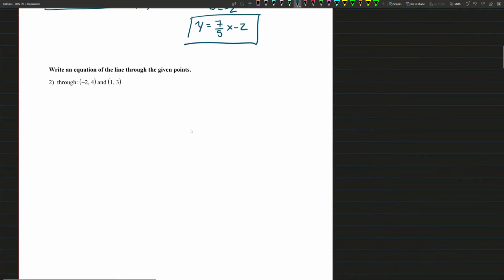Write an equation of a line through the given points. In this case, I'm not giving you a slope, I'm just giving you 2 points. But this is the same thing. We should always find slope first. So we have an x1, y1, and an x2, y2. We do y2 minus y1 over x2 minus x1, and that's going to equal negative 1 over 3.